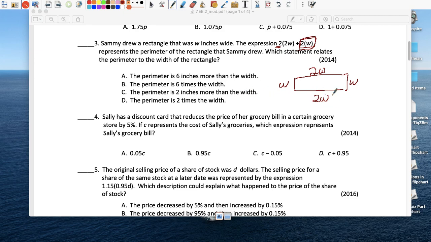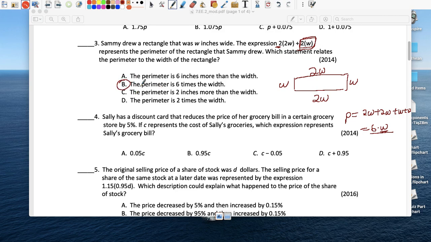The perimeter is actually, so if you add them up, you get W plus W. So if you do the perimeter, right, you would get plus W, which is equal to 6 times W. So the perimeter is 6 times whatever the width is.